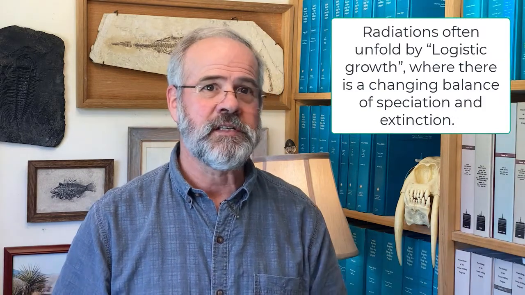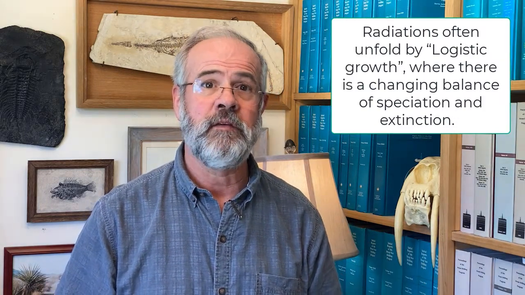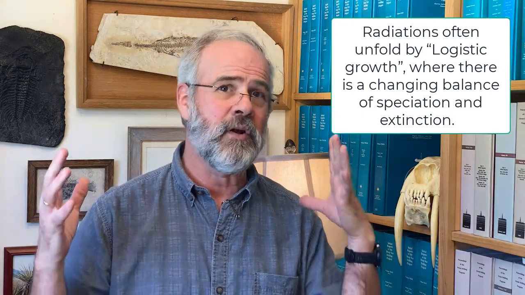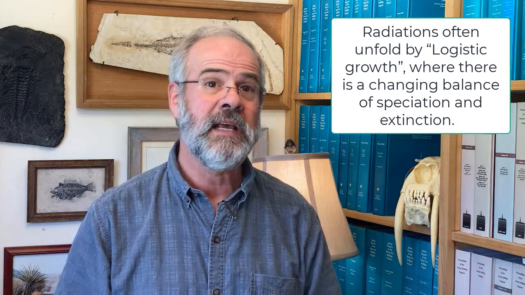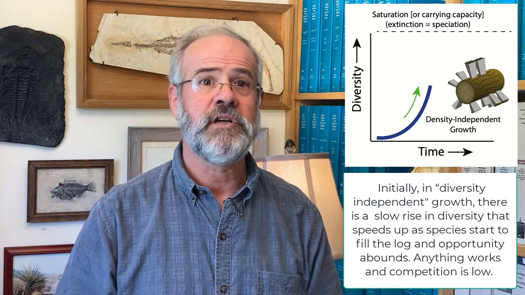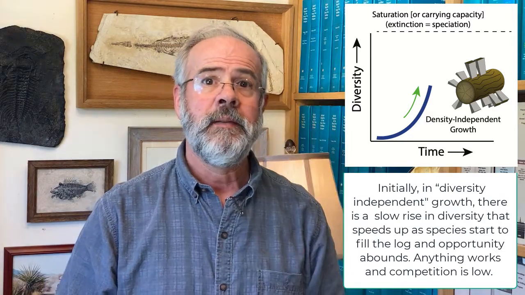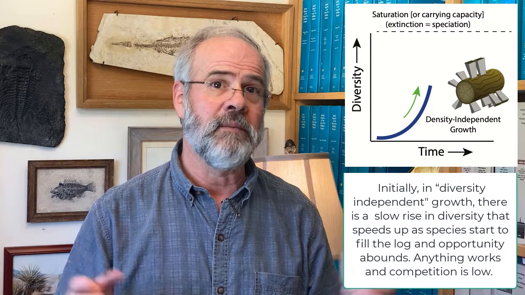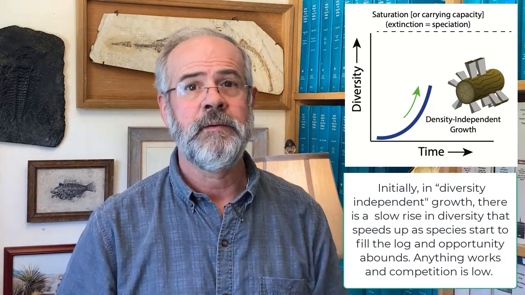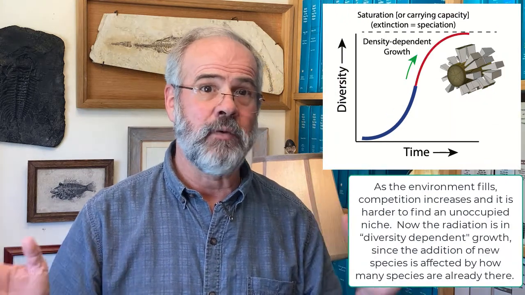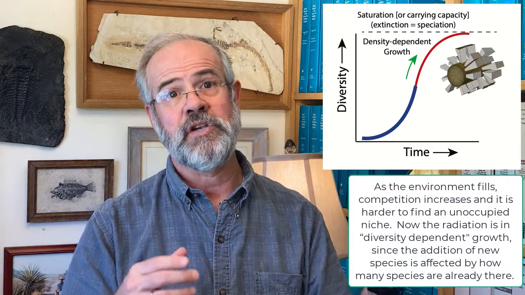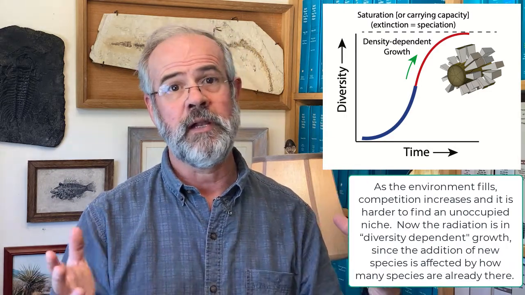Another feature of radiations is they often produce logistic growth of species biodiversity. The total diversity of organisms is a function of the balance between origination, also called speciation, and extinction. In unconstrained diversity-independent growth, origination rates rise exponentially. In Darwin's analogy, the log is nearly empty, so it is not hard to place new wedges in it, since there's lots of space. Eventually, the environment becomes packed with incumbents who restrict the addition of new species. This is a similar situation to the notion that the log starts to fill with splitting wedges.